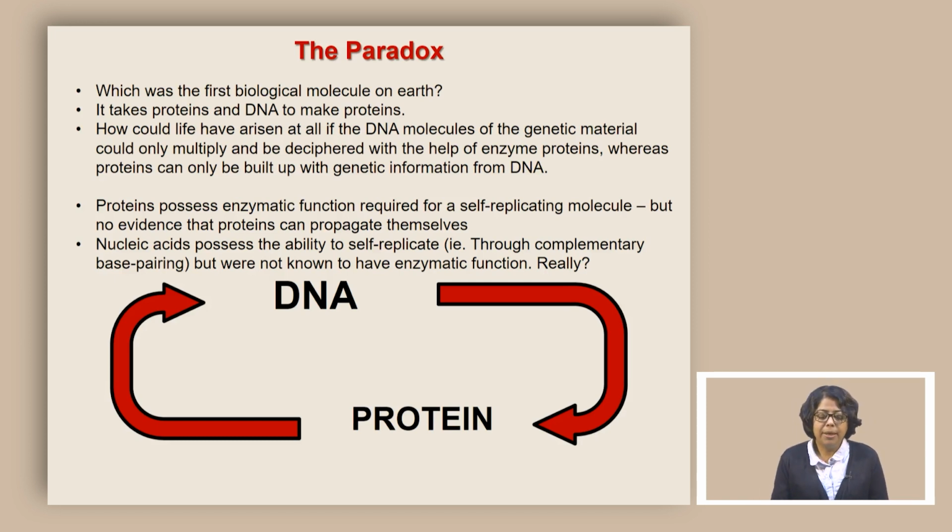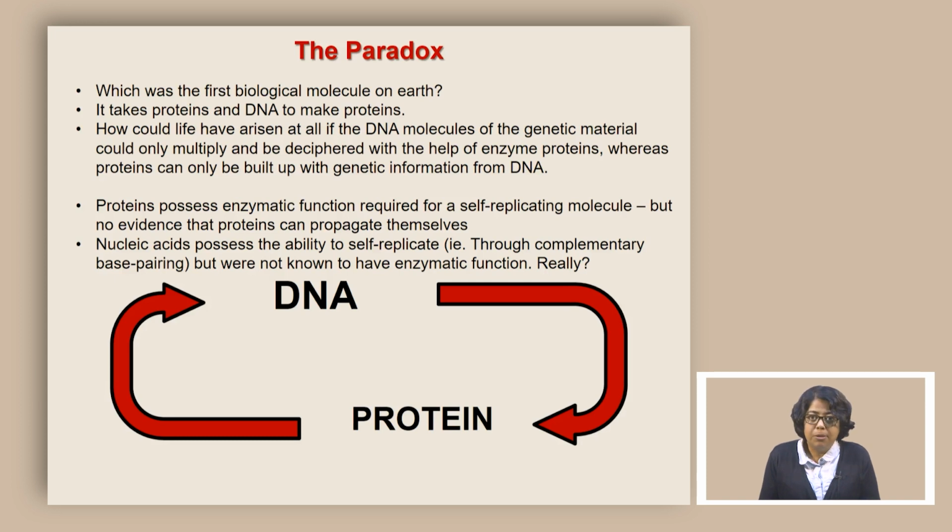And it becomes even more complex, because how could life have arisen at all if the DNA molecules of the genetic material could only multiply and be deciphered with the help of enzyme proteins, whereas proteins can also only be built up with genetic information from DNA? So, you need the proteins to develop and create these DNA molecules, but at the same time the proteins can only be formed with the genetic information from DNA. It is tied together very neatly, and it is difficult to break it and predict which one was the first one.